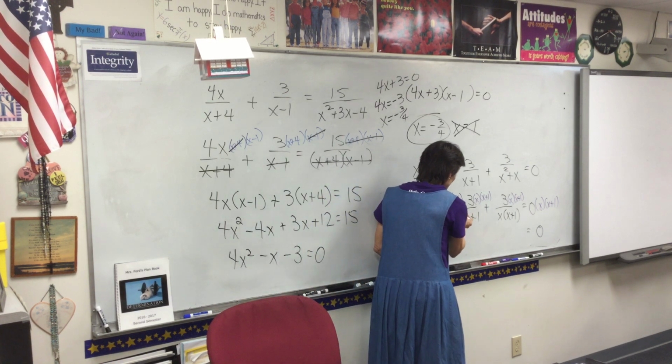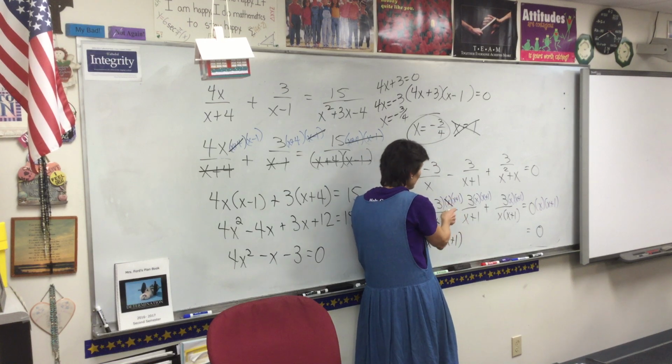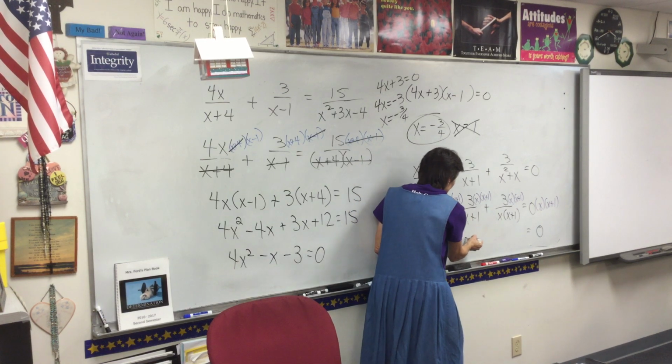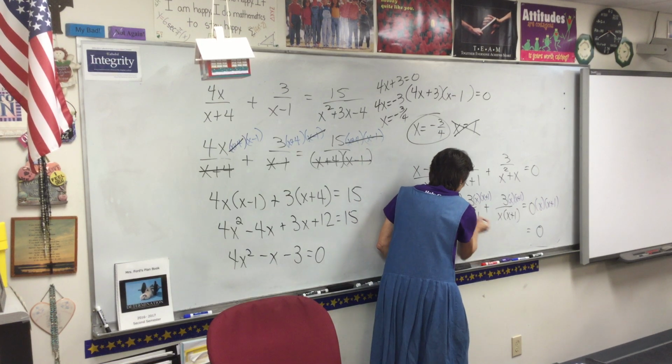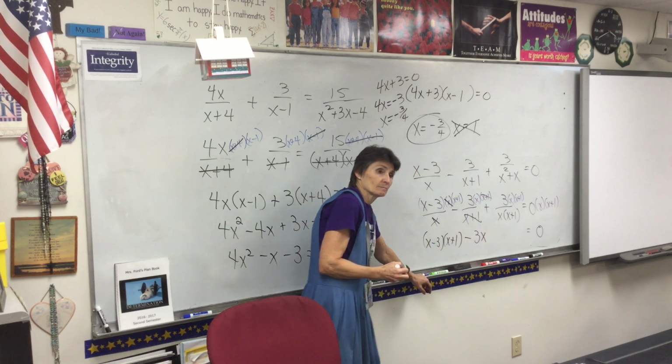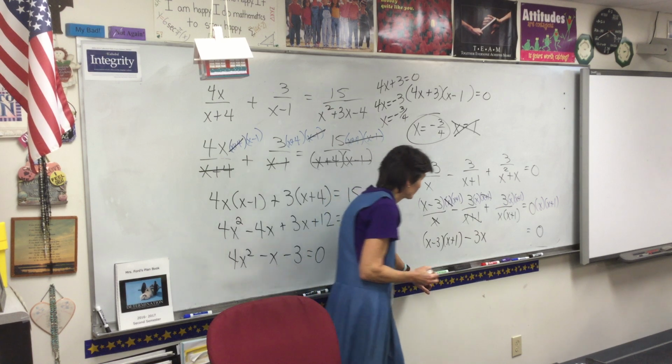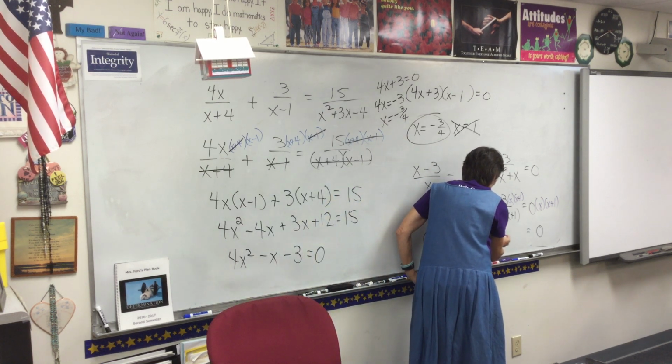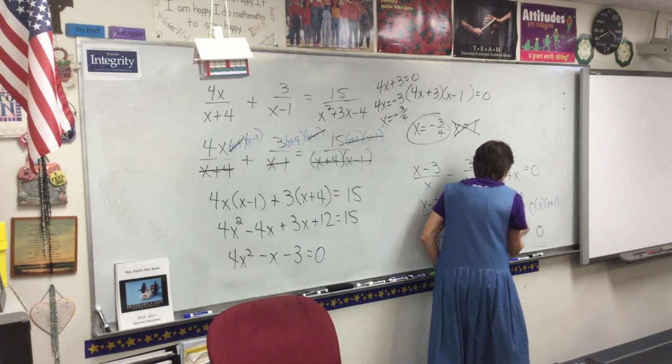So now I got a minus. Sometimes I get so much written up here, we lose it. There's a minus right there. So it's minus 3x, and then plus 3.